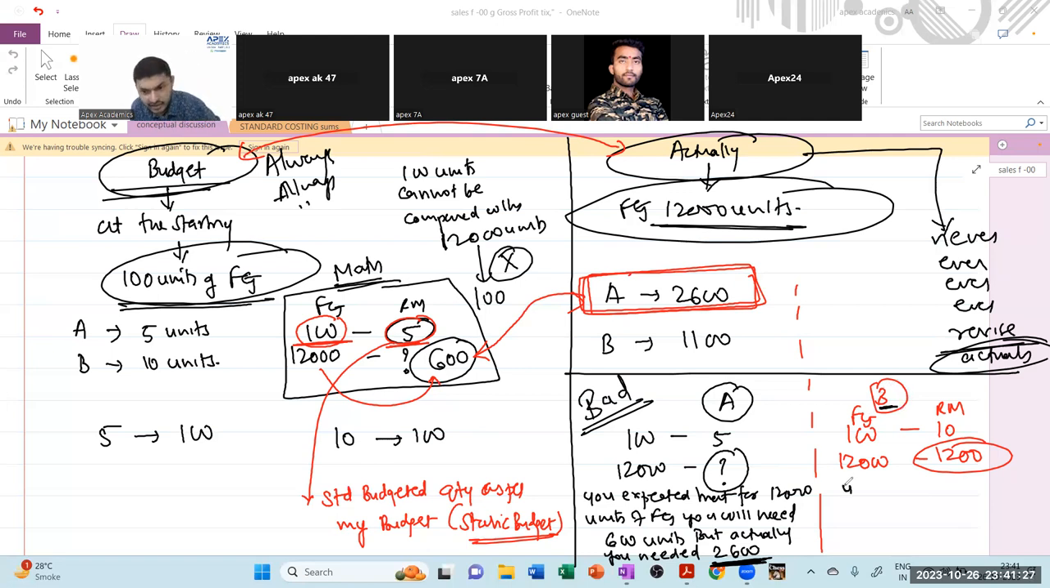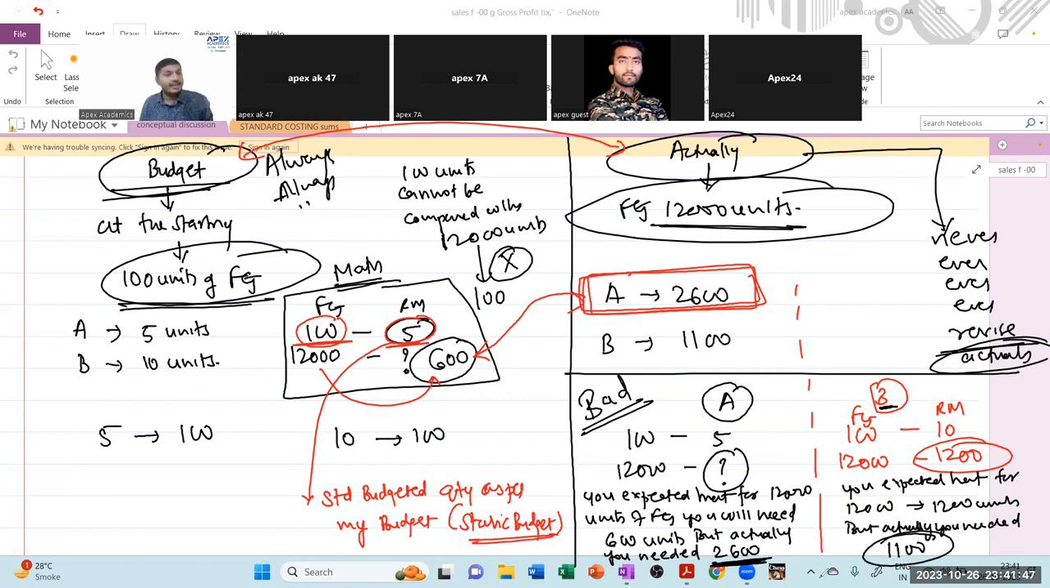In the case of B, you expected that for 12,000, you will need 1,200 units. But actually you needed how many? Only 1,100. So you needed less than what you expected. This is obviously good. Does everybody understand why it is obviously good?